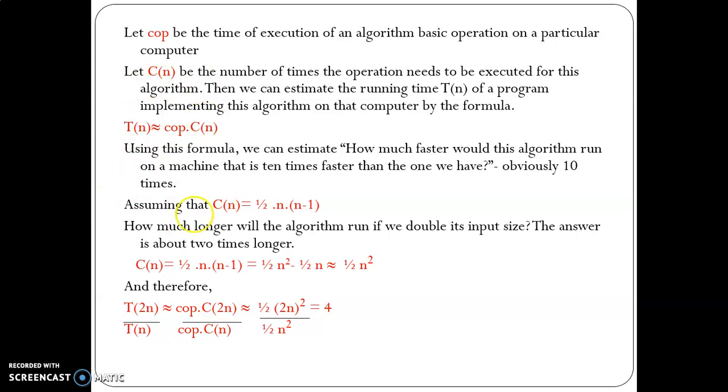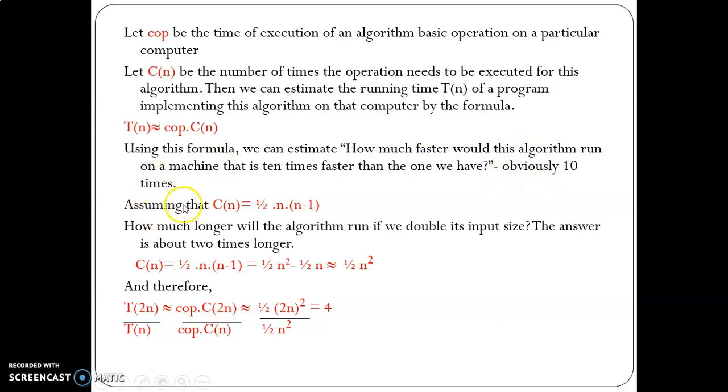Now, using this formula, we can estimate how much faster this algorithm would run on a machine that is 10 times faster than the one we have. What we are trying to determine is how much the efficiency will increase for the algorithm, how much faster it will run if we take a machine which is 10 times faster. The obvious answer that will come to our mind is that if the machine is 10 times faster, then the algorithm will run 10 times fast.